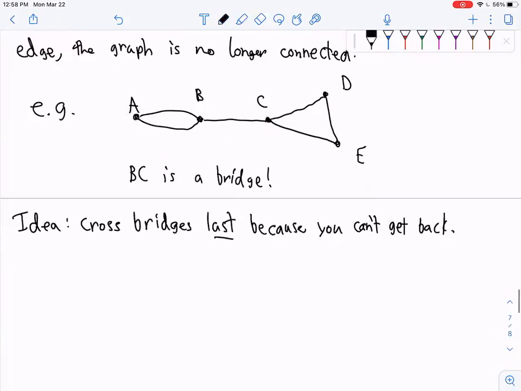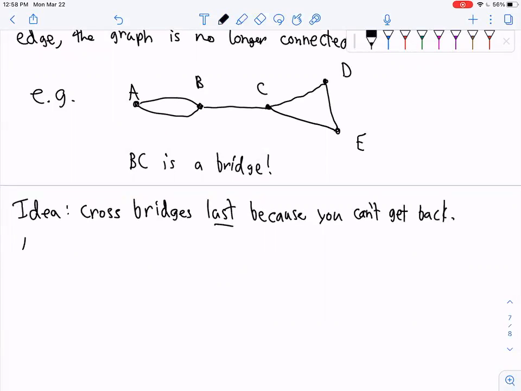And the other thing is, this isn't quite so simple because once you cross an edge, you can't use it anymore in your walk. And so after you cross an edge, you remove it from the graph.